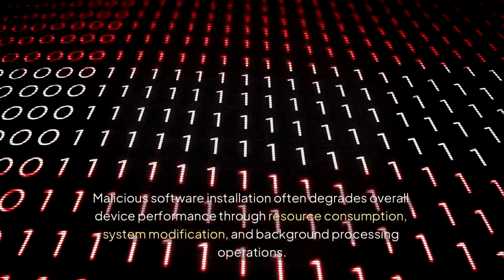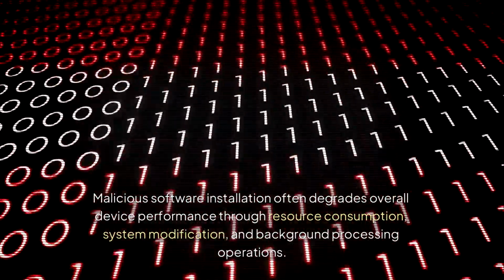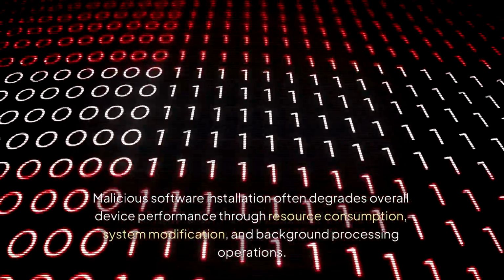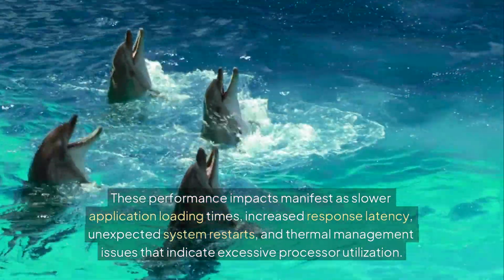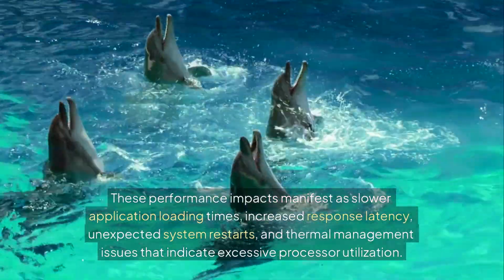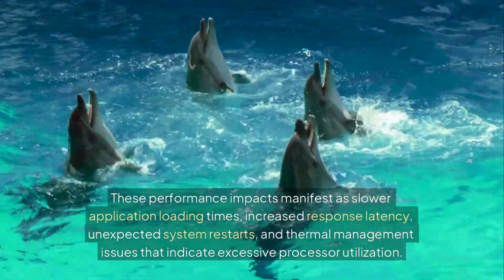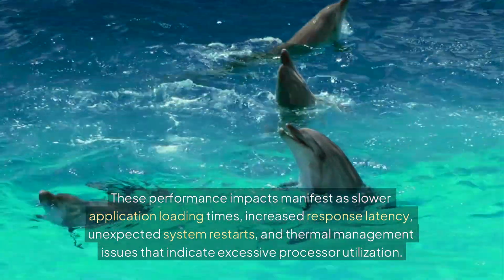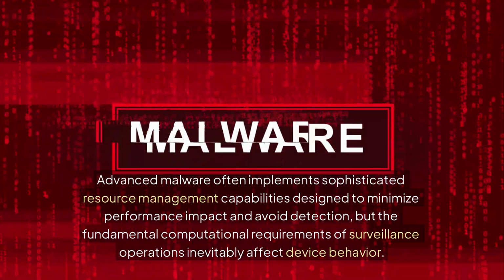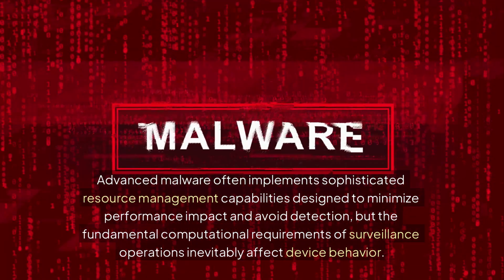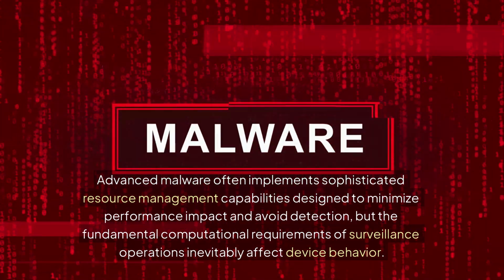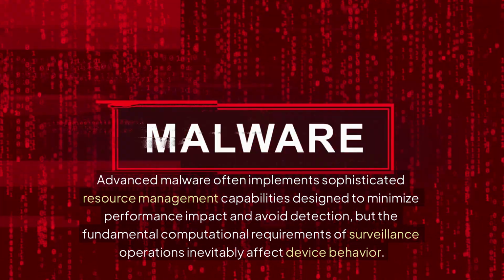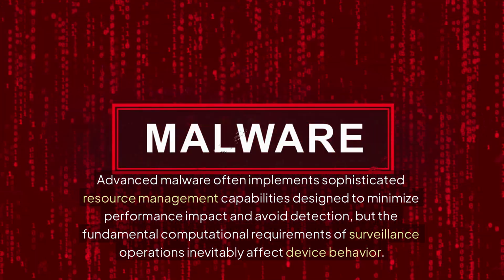System performance degradation and malware indicators. Malicious software installation often degrades overall device performance through resource consumption, system modification, and background processing operations. These performance impacts manifest as slower application loading times, increased response latency, unexpected system restarts, and thermal management issues that indicate excessive processor utilization. Advanced malware often implements sophisticated resource management capabilities designed to minimize performance impact and avoid detection, but the fundamental computational requirements of surveillance operations inevitably affect device behavior.